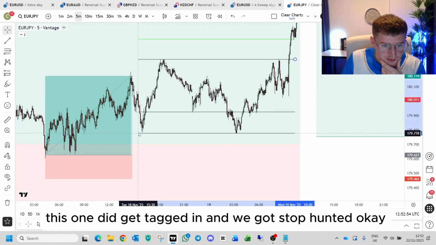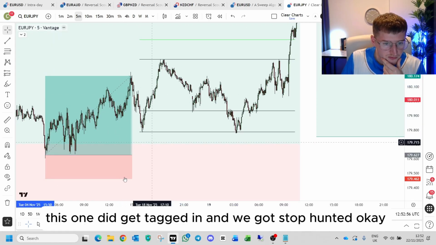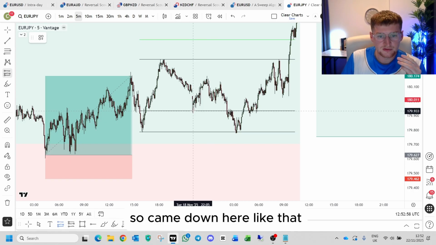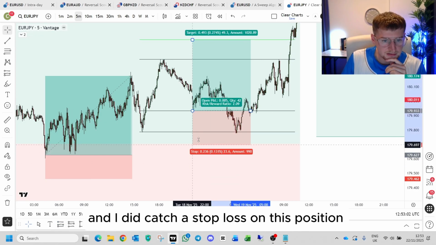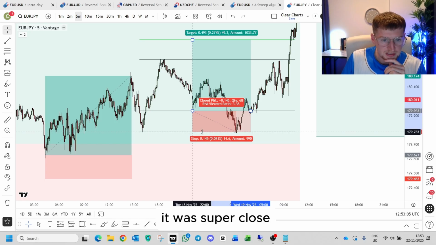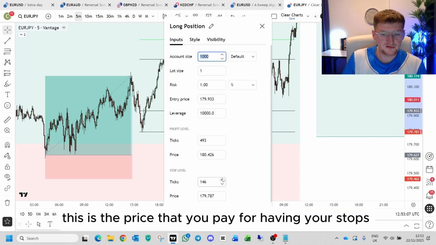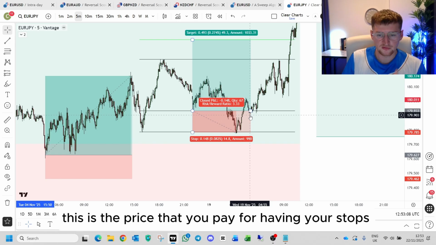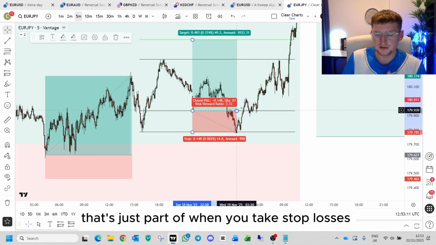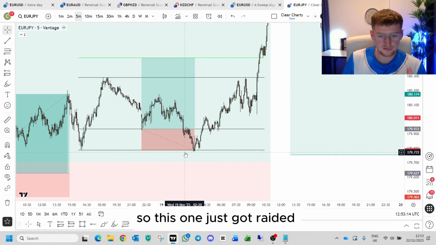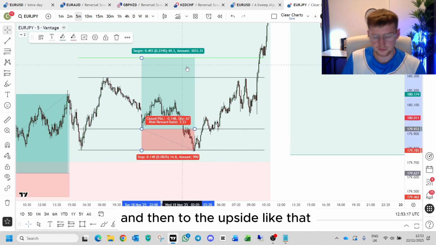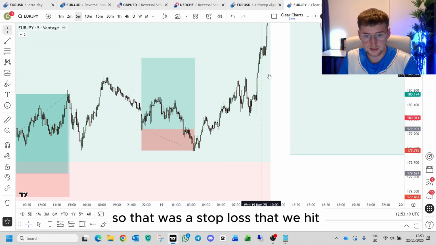This one did get tagged in, and we got stop hunted. Okay, so it came down here like that. We had our TPs up here, and I did catch a stop loss on this position. It was super close. This is the price that you pay for having your stops beneath the lows. It will happen. That's just part of when you take stop losses, but you have an edge overall. Okay, so this one just got raided and then to the upside like that. So that was a stop loss that we hit.